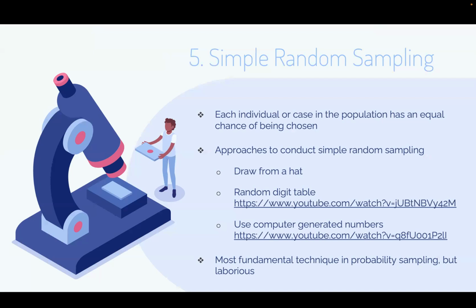The first technique is simple random sampling. It's a cornerstone technique for all probability sampling. It ensures each individual in the population has an equal chance to be selected. This method is a gold standard for achieving unbiased results in research.